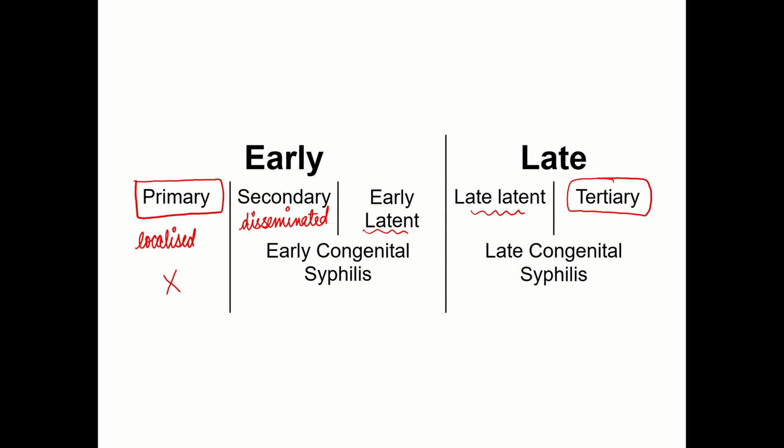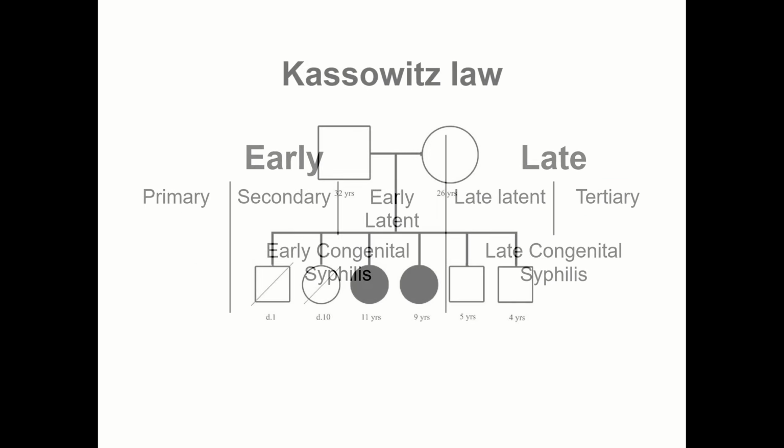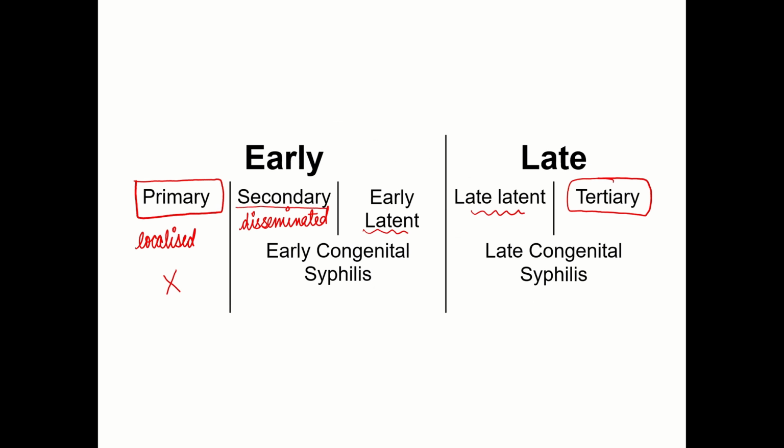The fetus directly develops a disseminated secondary disease to begin with. Congenital syphilis, therefore, has two stages, early and late. Early manifests within 2 years of life and late manifests beyond the 2 years of life.